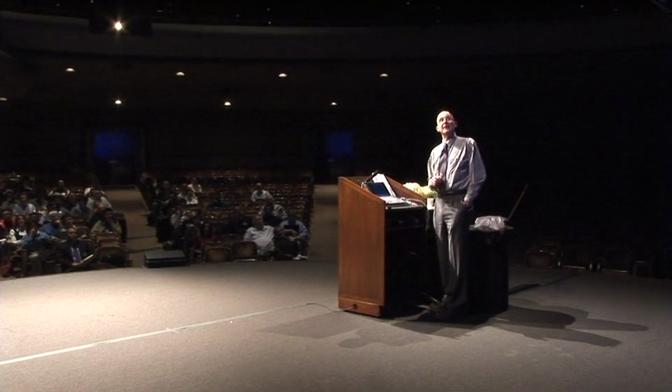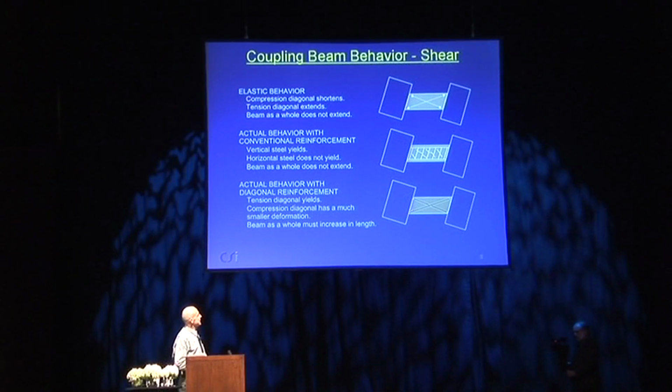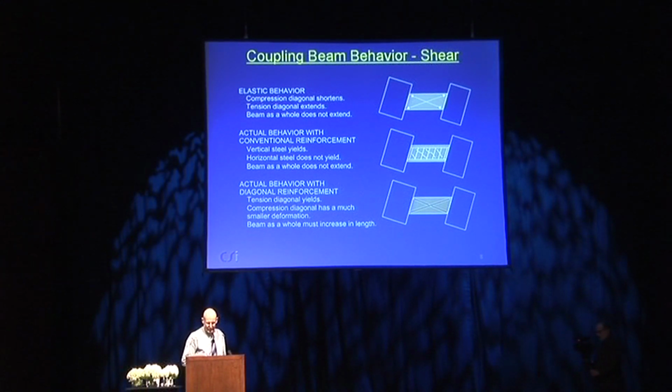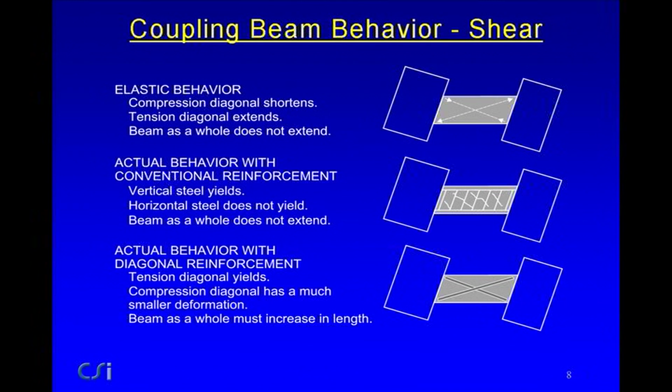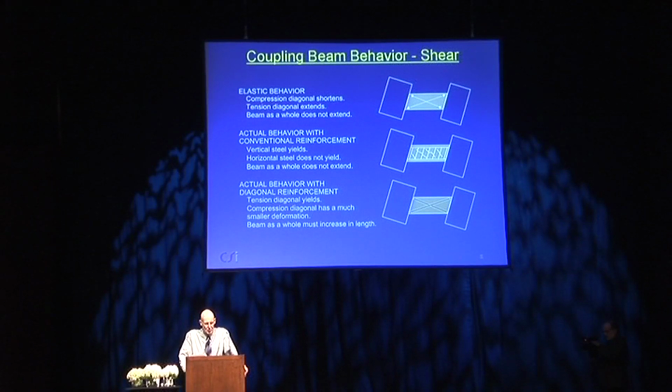When you come to the diagonal reinforcement, however, you have a tension diagonal, and the perspective here is a little strange, a tension diagonal and a compression diagonal. The compression diagonal has got concrete, and it's pretty strong, and it doesn't deform very much. The tension diagonal is the one which yields because it's just the steel and the concrete cracks. So you'll get a smaller deformation in the compression diagonal than you will in the tension diagonal.